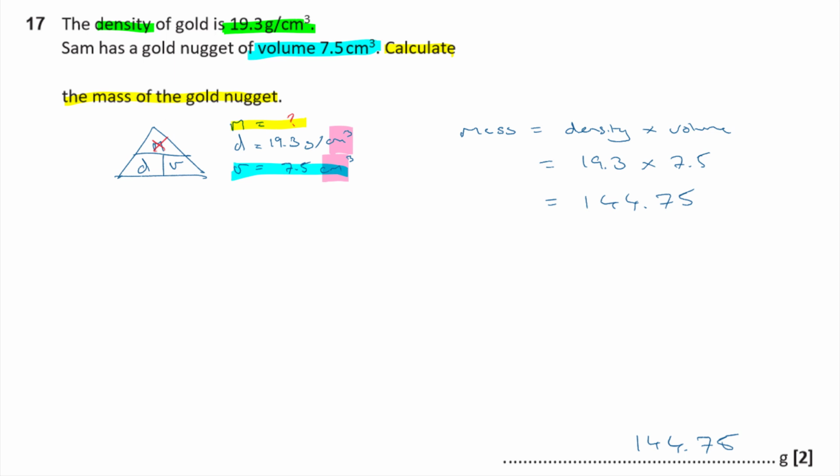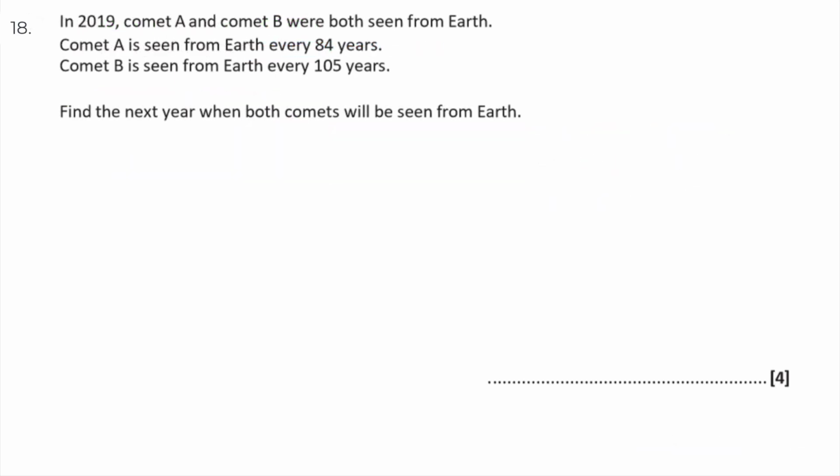144.75 grams. Question 2. In 2019, Comet A and Comet B were both seen from Earth. Comet A is seen from Earth every 84 years and Comet B is seen from Earth every 105 years. Find the next year when both comets will be seen from Earth.